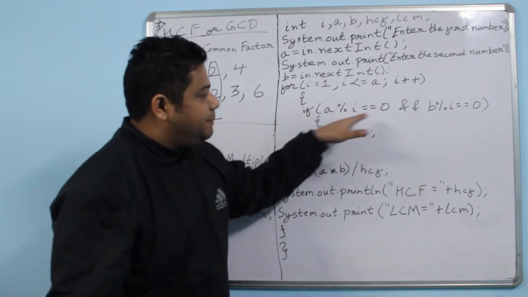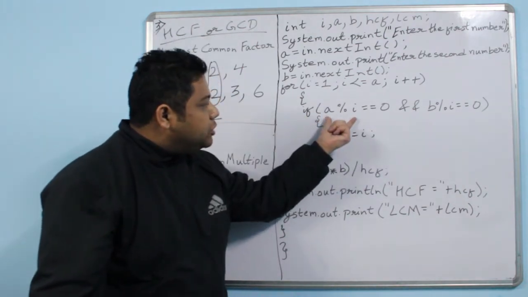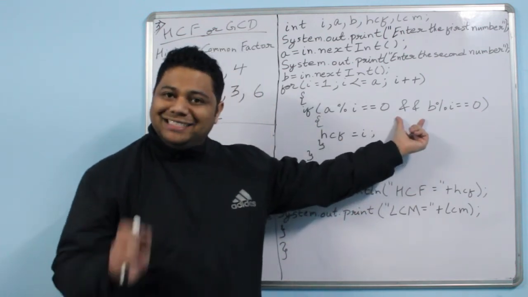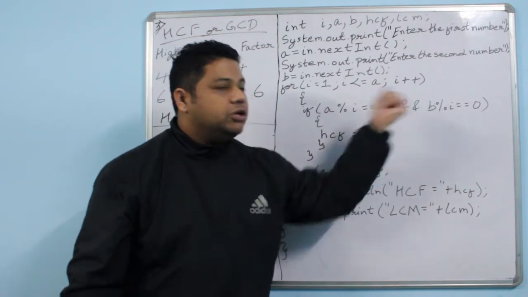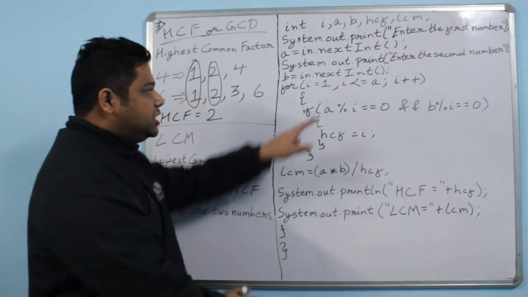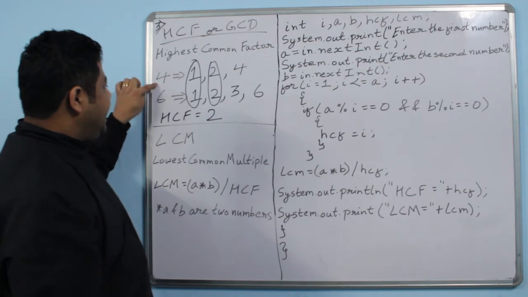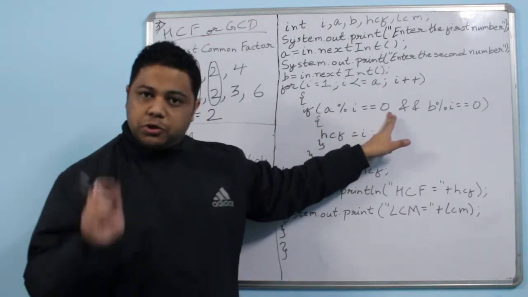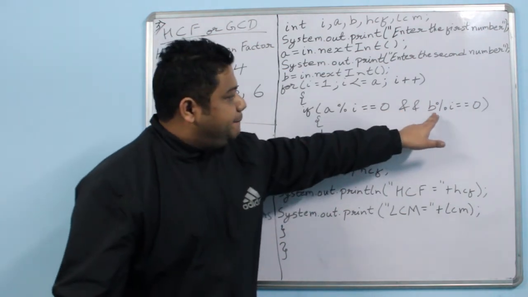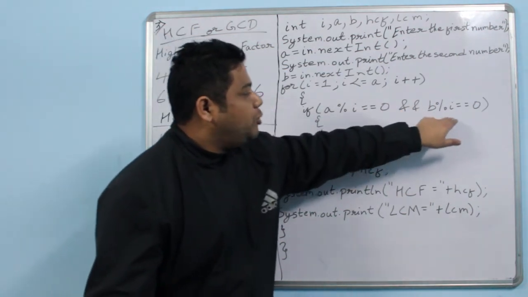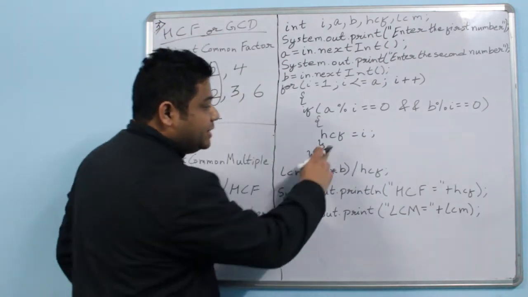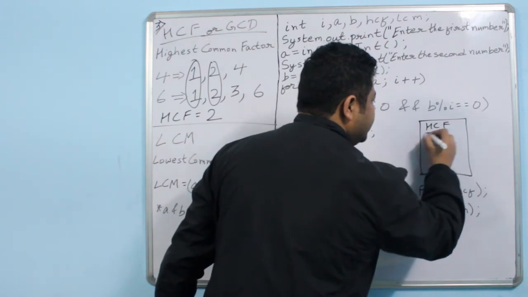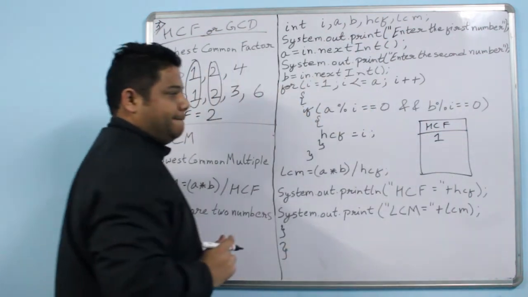And in the if statement, what we are doing is we are checking the modulus with A as well as B. Now see, the logical operator used over here is AND. So both the conditions over here have to be true. That means the first number is 1. So suppose let us take A as 4 and B as 6. So 4 modulus 1 equals to 0. True. B is 6. 6 modulus 1 equals to 0. Again true. So what will happen? The value of HCF, so I'll just write it down over here. The value of HCF for the moment will be 1.